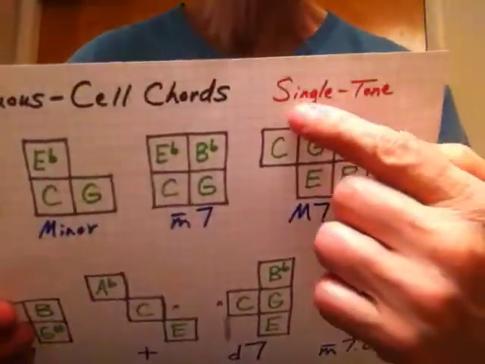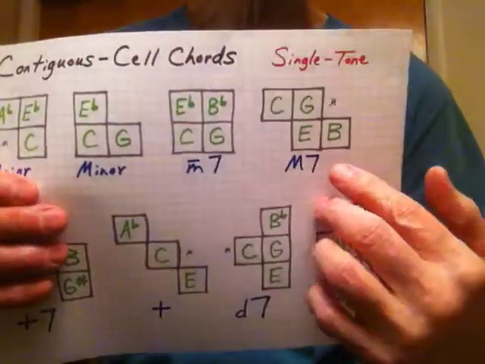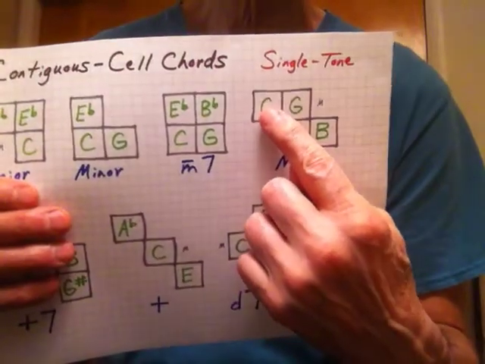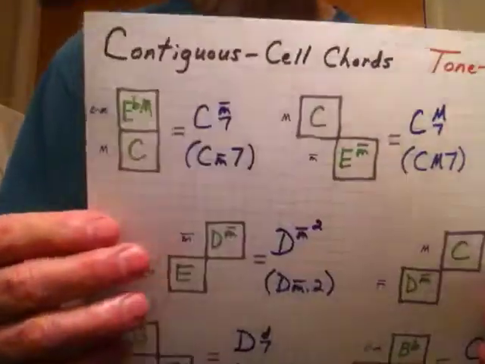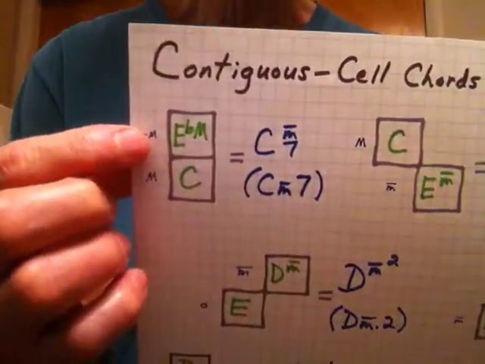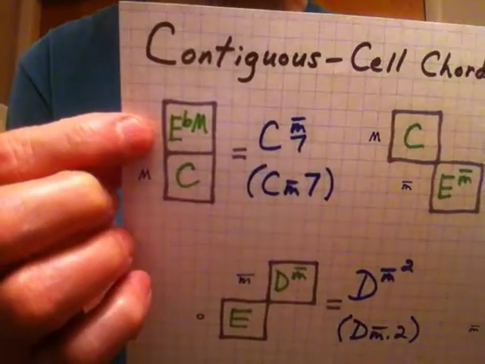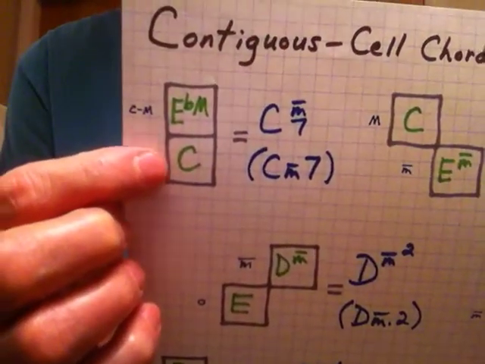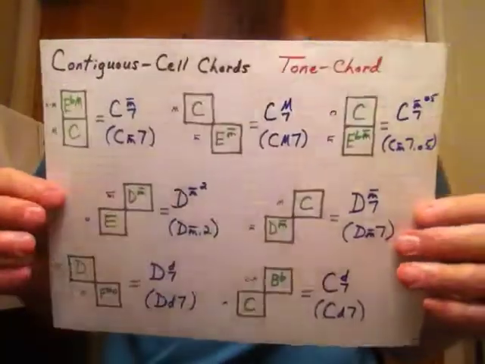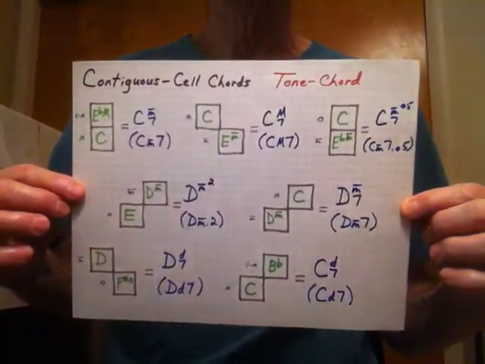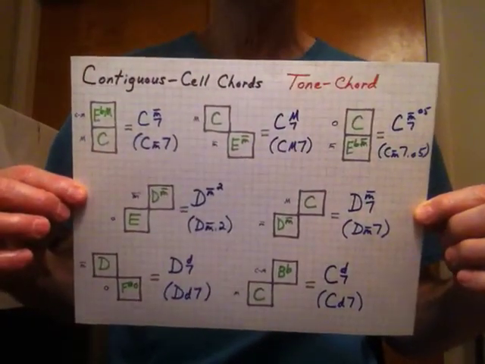And this is the single tone method where each letter in each cell represents a single tone. Or you can do the tone chord setup. You can have one cell representing a chord and one a tone, and you can combine those to make nice chords, very nice chords. I did a video on that.